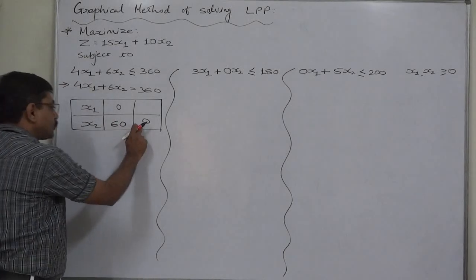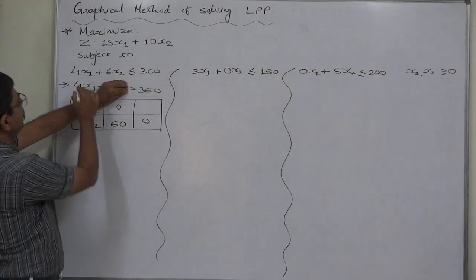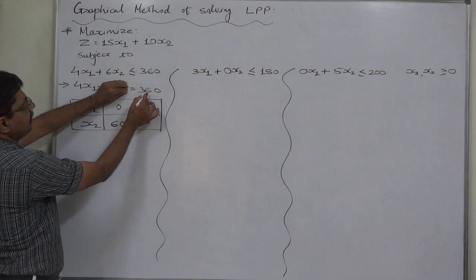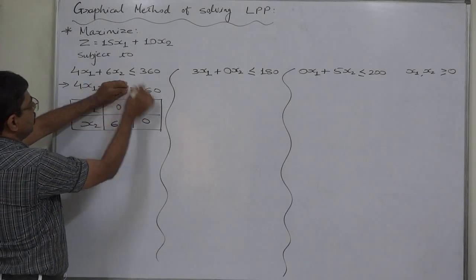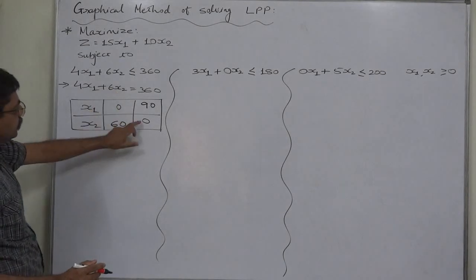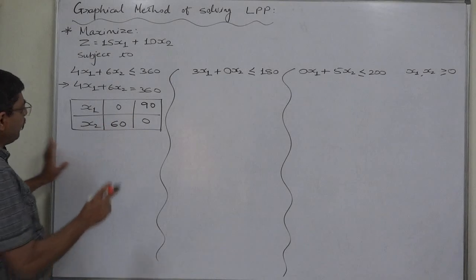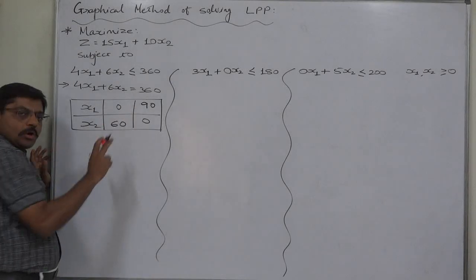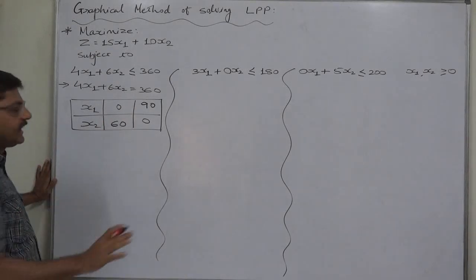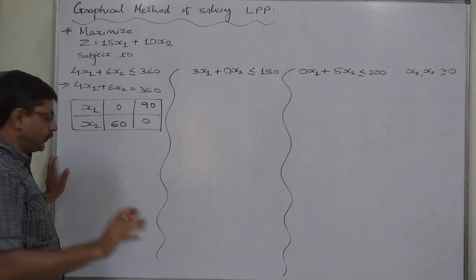Similarly, if x2 in this equation takes value 0, what is going to happen? 4x1 equals 360. That means x1 equals 90. So we can say that if x2 takes value 0, x1 will be 90. We have 2 points, so we can easily draw a straight line for this equation. So we are not going to take any more value.